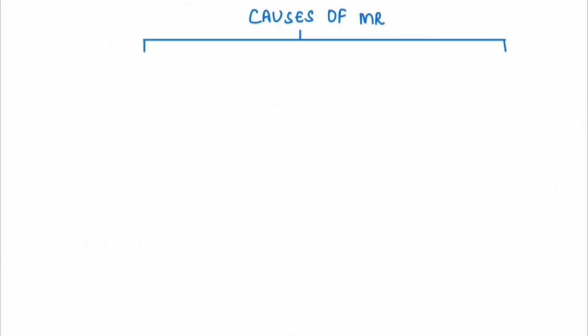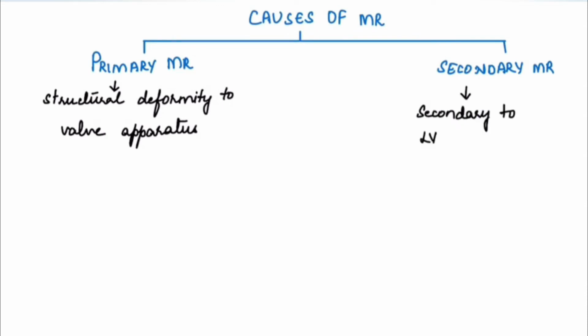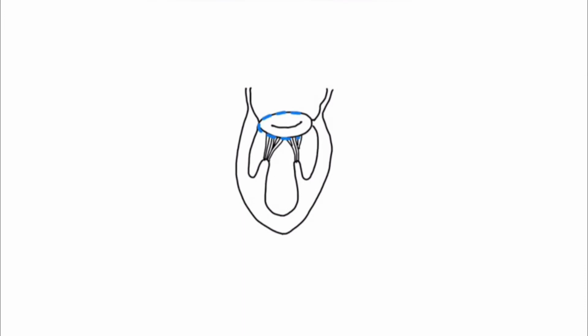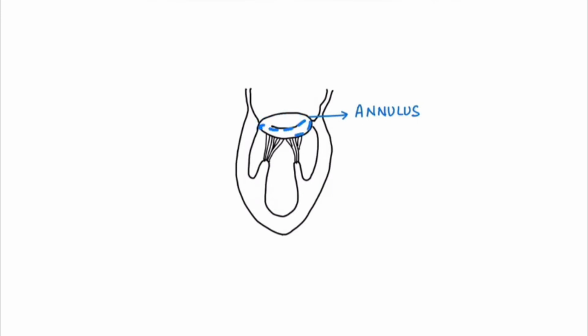So coming to the causes of mitral regurgitation. Primary mitral regurgitation is because of structural deformity to the valve apparatus, and secondary mitral regurgitation is secondary to some left ventricular pathology. So looking at the valve apparatus, the base of the valve that supports the leaflets is known as the annulus. The flaps that prevent the backward flow of blood are the leaflets of valve, or also known as the cusps.